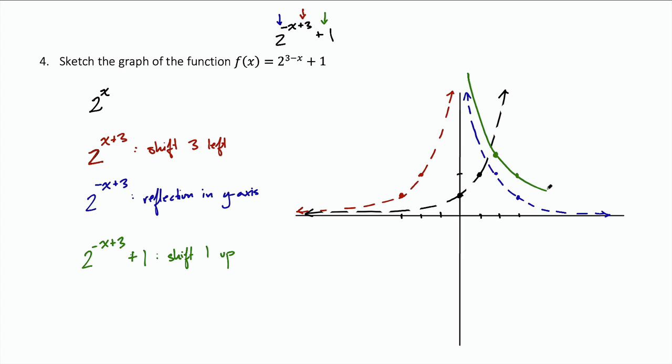Now notice that the asymptote also shifts up. And so the asymptote which was at the x-axis is now up at y equals 1. So this green curve, that's our f of x.